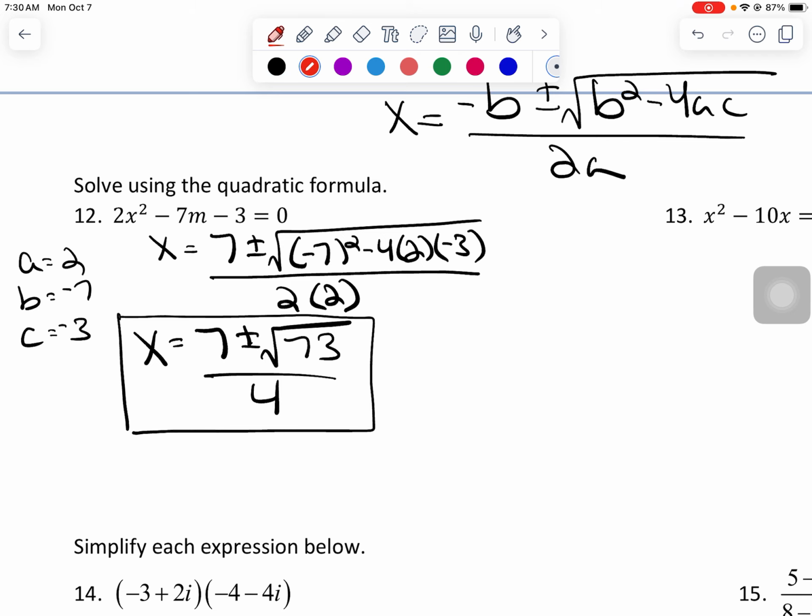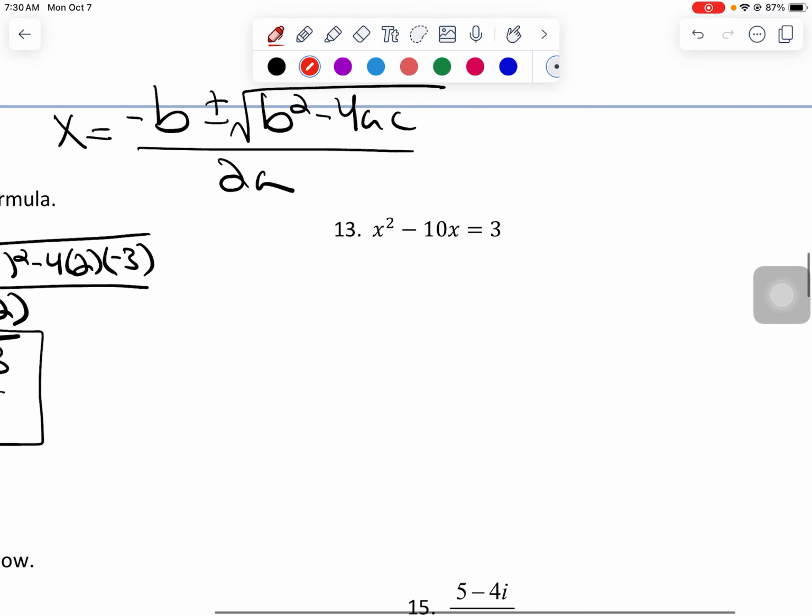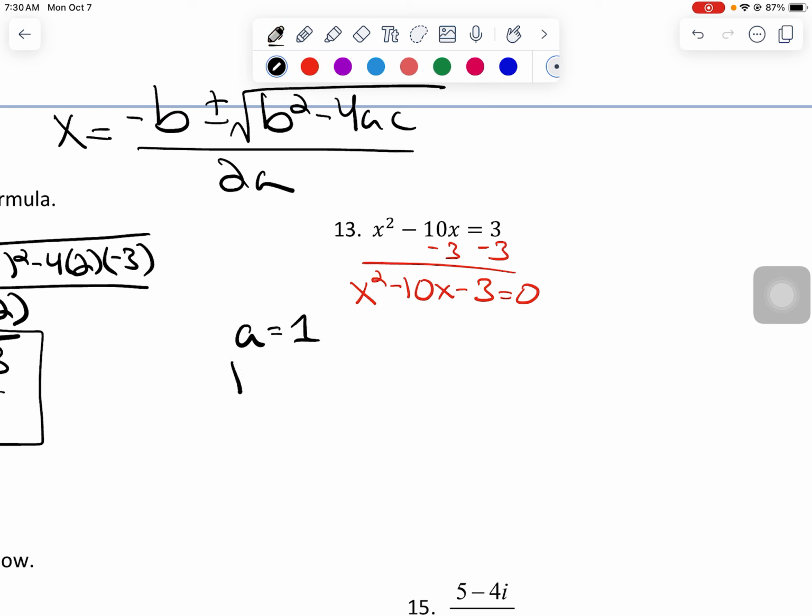All right, sliding on over to number 13 here, still using the same formula, quadratic formula up at the top, but this time it's not in standard form, so let's get it in standard form. So x squared minus 10x minus 3 is equal to 0. My brain's already trying to factor it, and I know it's not factorable. And even if it was, I specifically said in the directions to solve by using the quadratic formula. So a is 1, b is -10, c is -3.